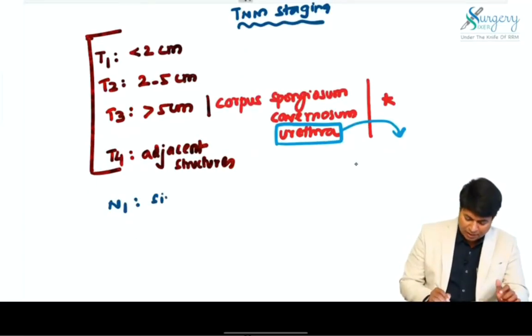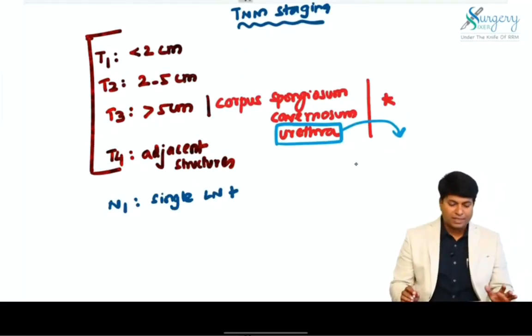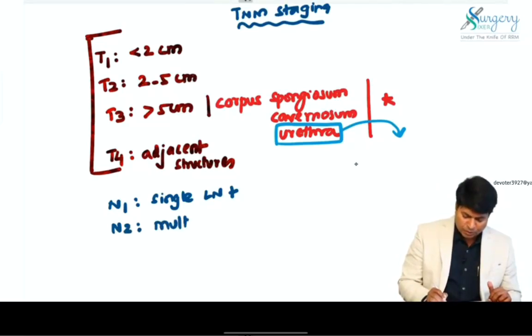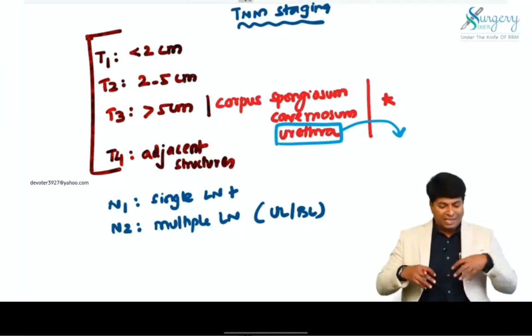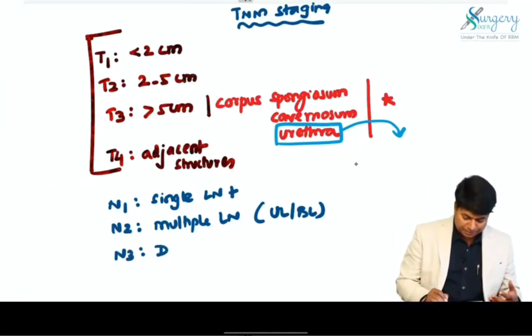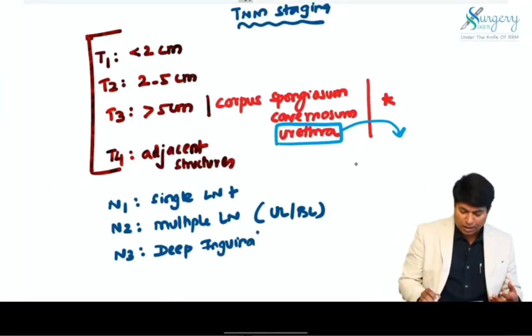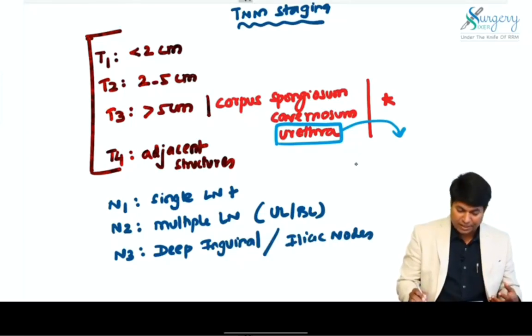N1 is single node. Single lymph node enlargement is N1. N2 is multiple nodes enlarged. It may be unilateral or bilateral. All are inguinal nodes. Single inguinal node is N1. Multiple inguinal nodes, either unilateral or bilateral, is N2. N3 is deep inguinal nodes or iliac nodes.